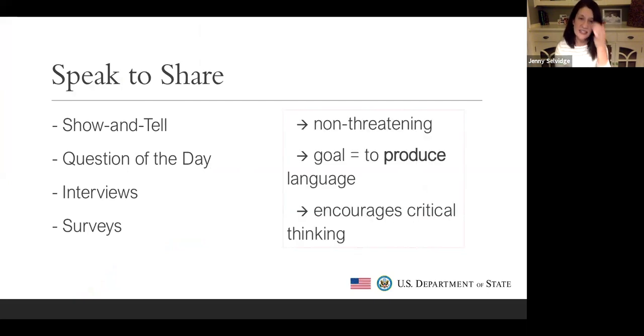So all of these ideas, they're non-threatening. So if you're looking for ways for students to ease into it, for something that's not focused on performance, these are good ideas because the goal is to produce language, to speak, to practice. And they also encourage critical thinking because there's no right or wrong answer. They're just sharing what they want. And so they get to create that. So that's also good for critical thinking.